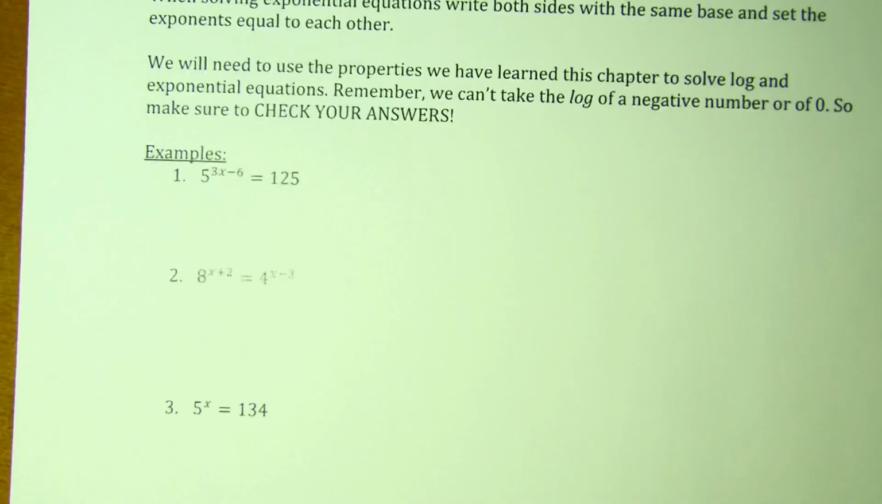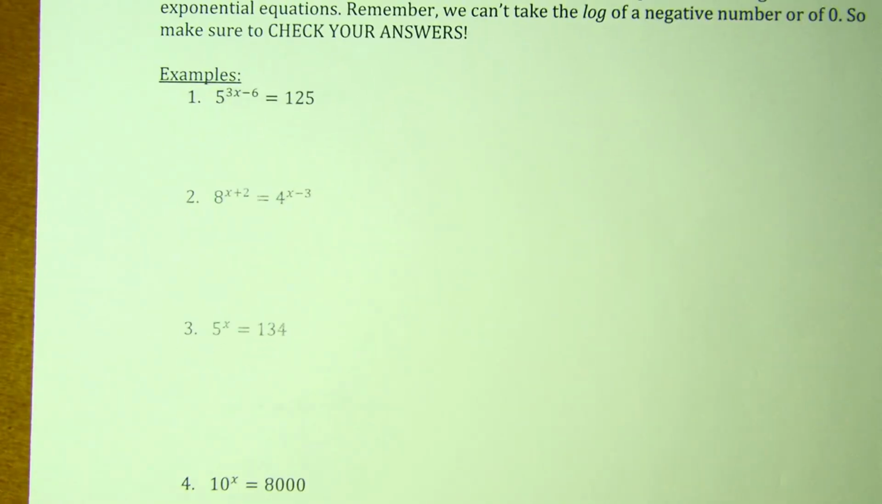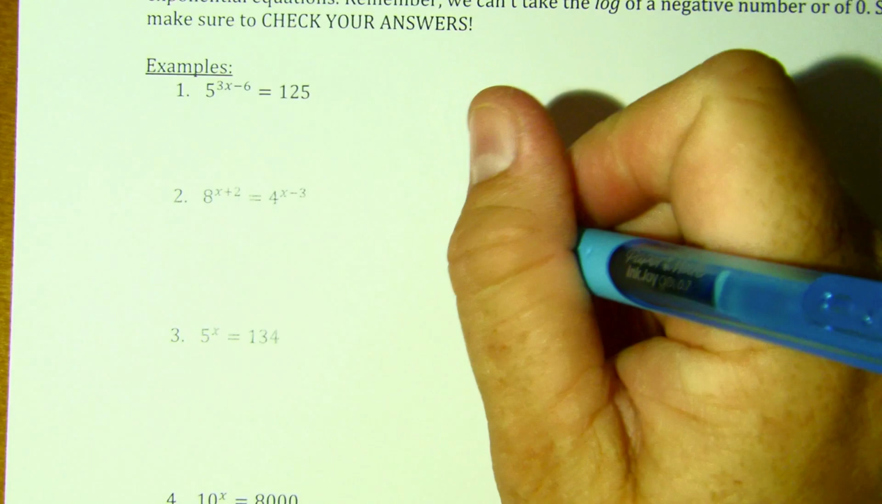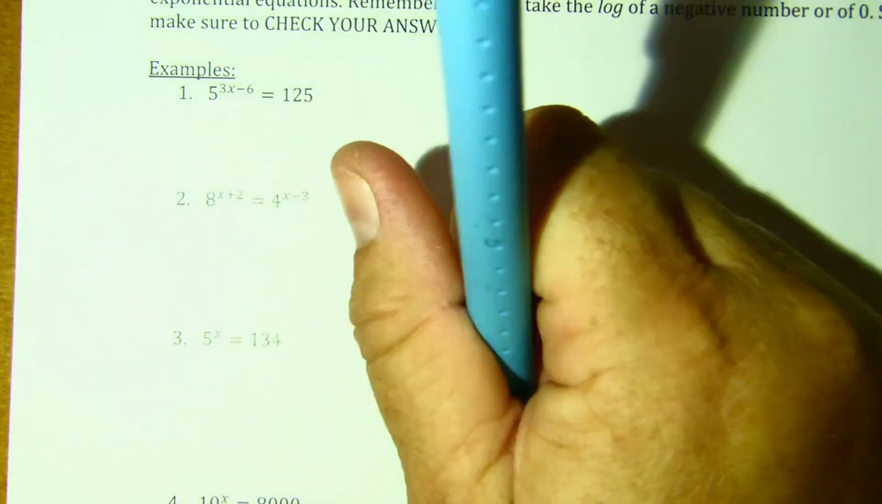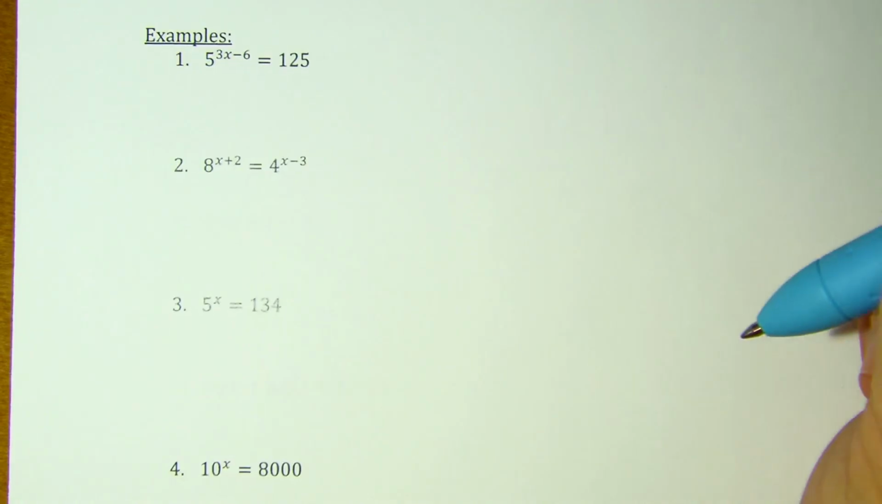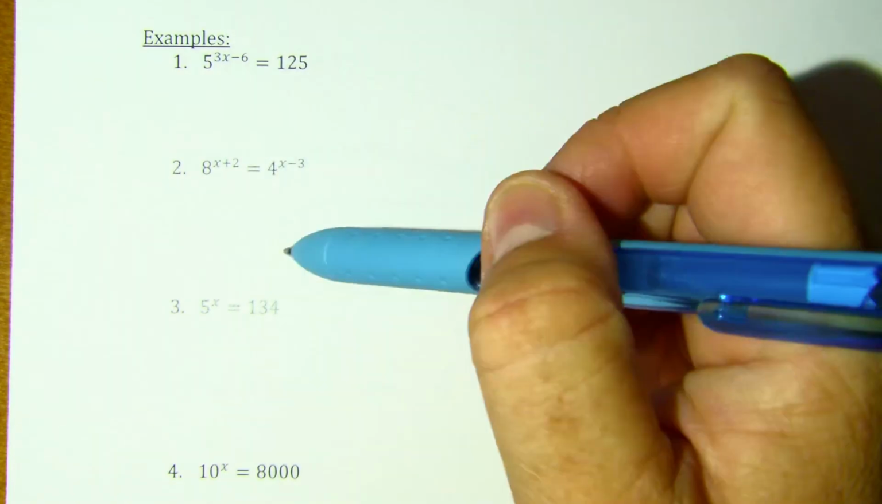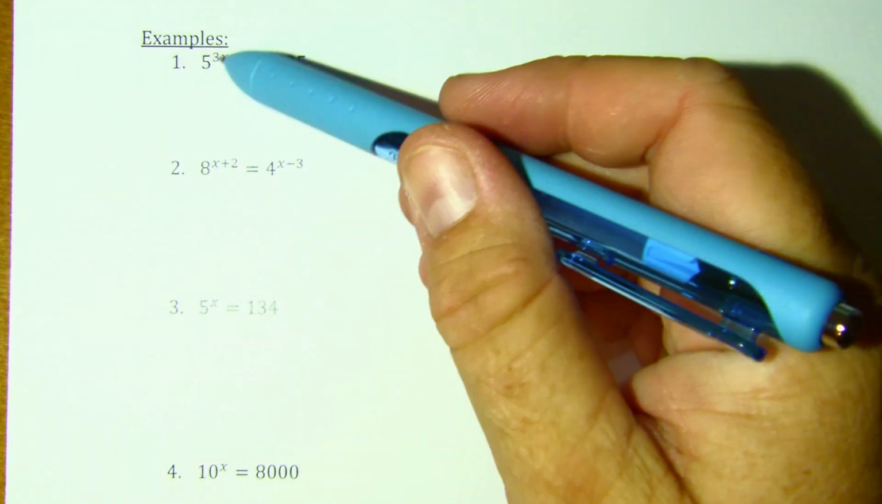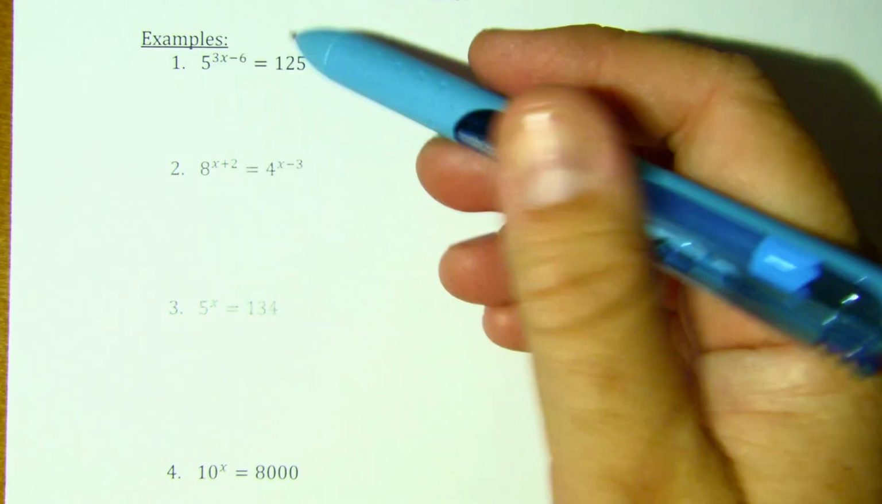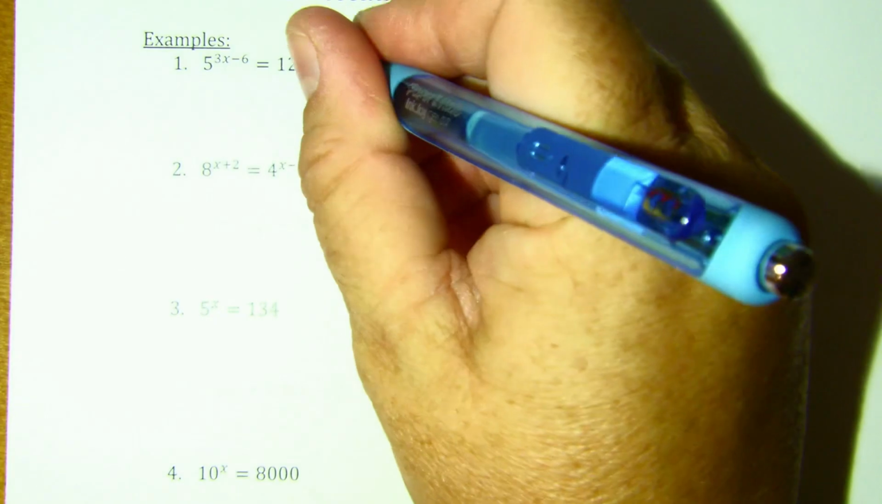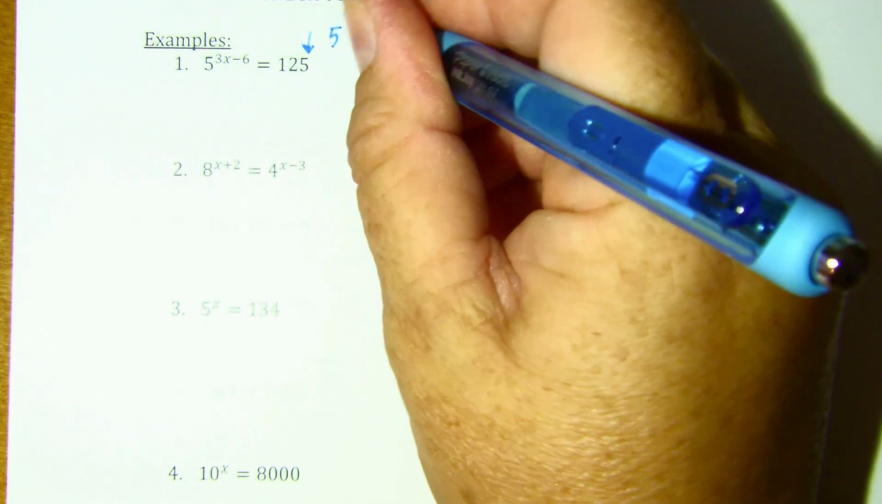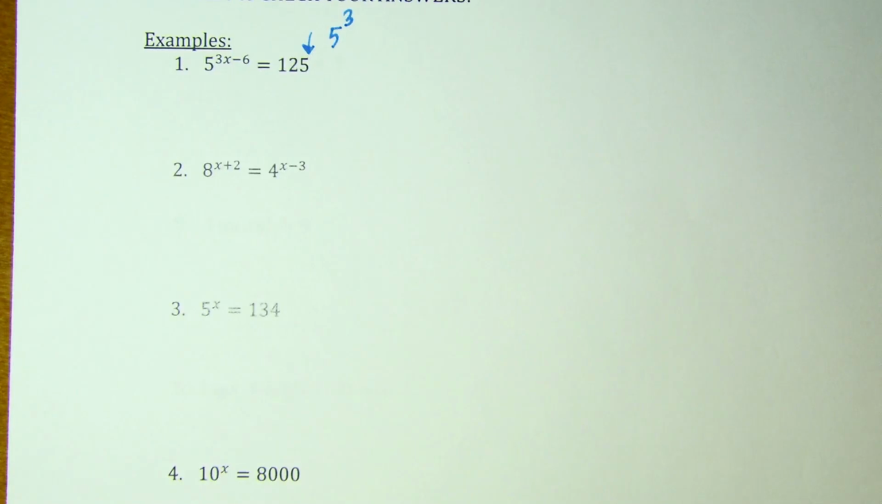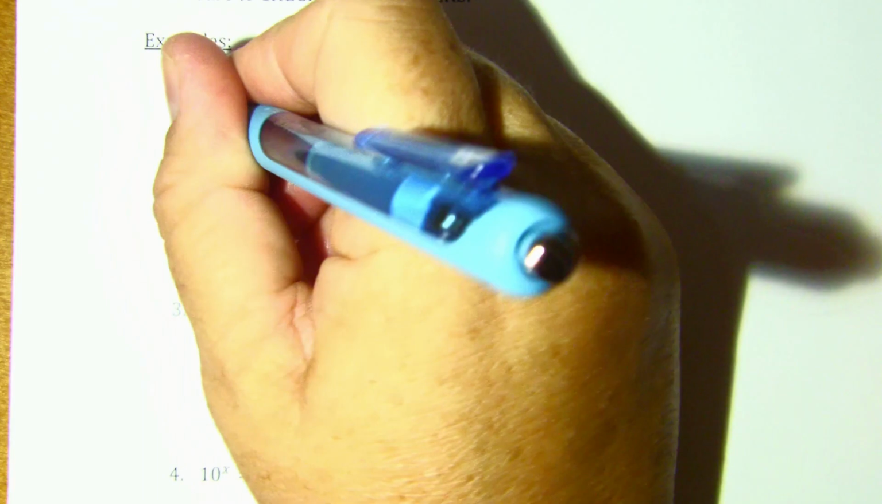So for our first example here, we have 5 to the power of 3x minus 6, and that's equal to 125. So what we're going to do here is try and rewrite these bases so that they are the same. Now, we know 5 can't be rewritten as any smaller base. 5 can't be broken down any smaller than 5. But 125 can be rewritten as 5 to the third power. That's the same thing as 125. So 5 to the power of 3x minus 6 is equal to 5 to the power of 3.